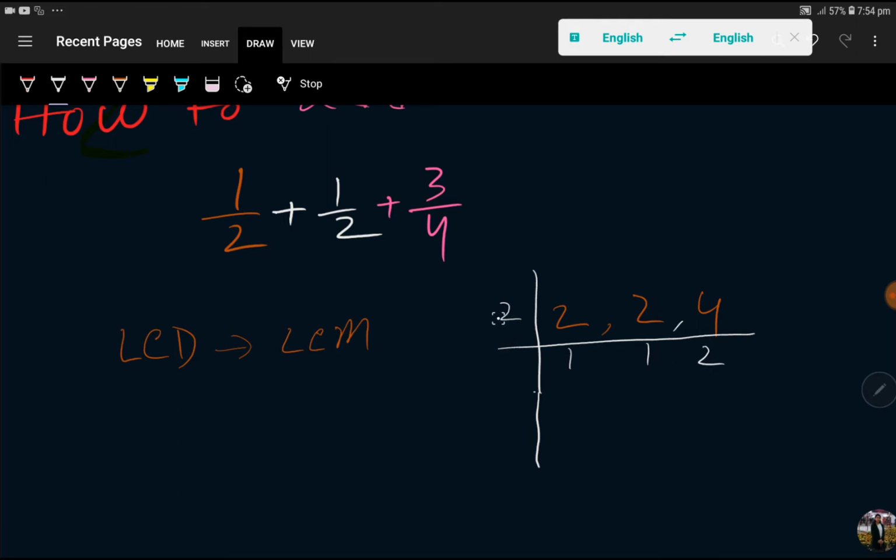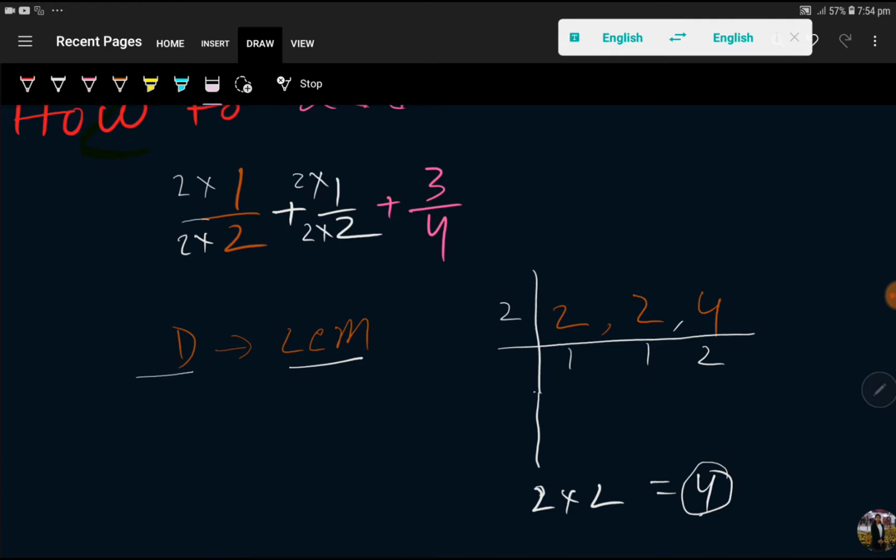So now I'll multiply these 2 and these 2, that is 2 times 2, that gives me 4. That is, here the LCM, least common multiple, is 4. That is, the LCD, least common denominator, will be 4. So to make it 4, what can I do? I can multiply here by 2, and also I can multiply here by 2. If I do something to the bottom, the same thing will happen to the top, right?